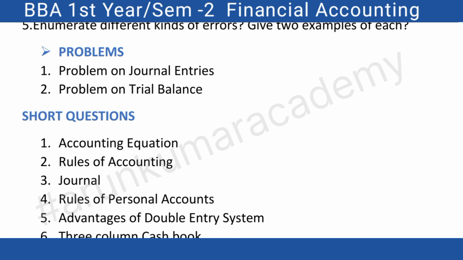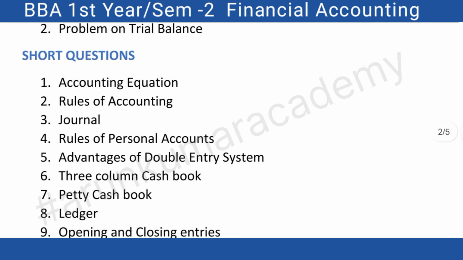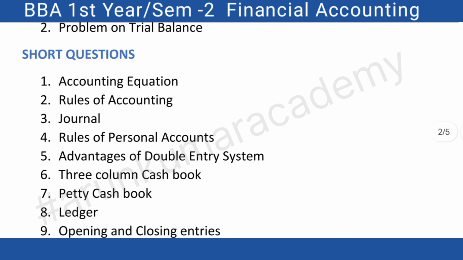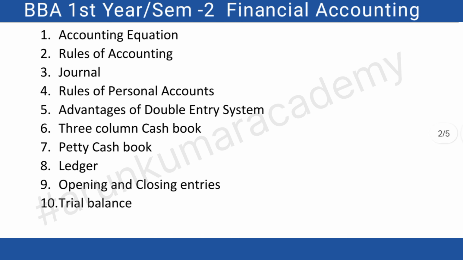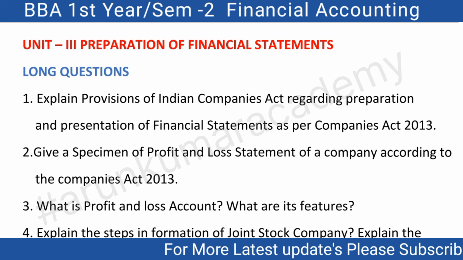So these are the important short questions from unit 2, like accounting equation, rules of accounting, journal, rules of personal accounts, advantages of double entry system, 3-column cash book, petty cash book, ledger, opening and closing entries, and trial balance. Coming to unit 3, that is preparation of financial statements. So we can expect one problem and one theory question.